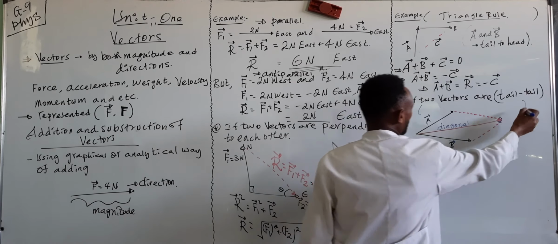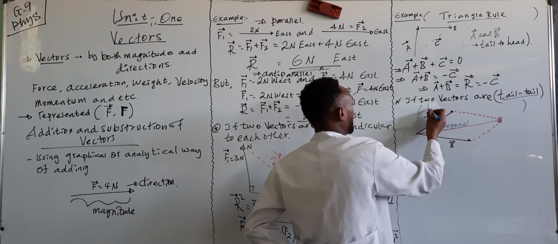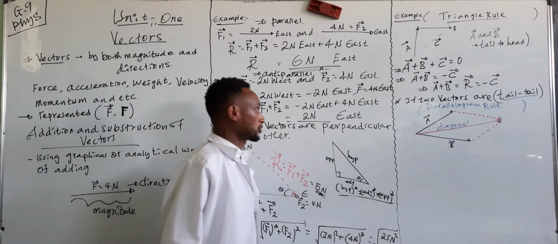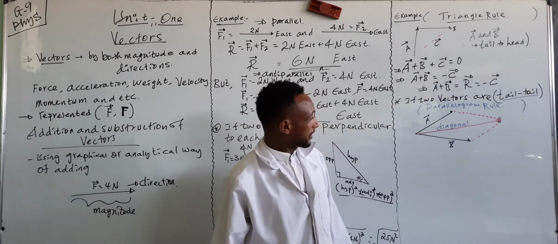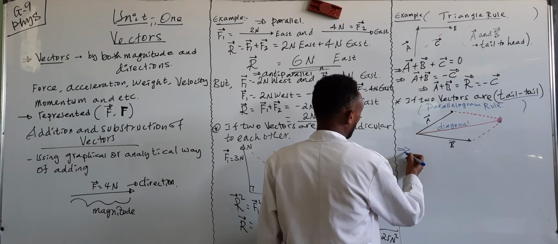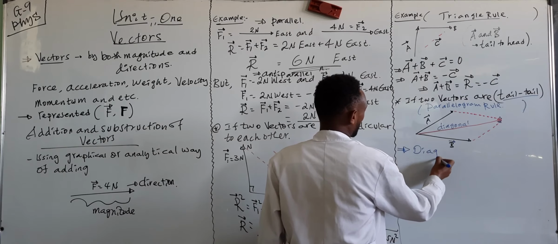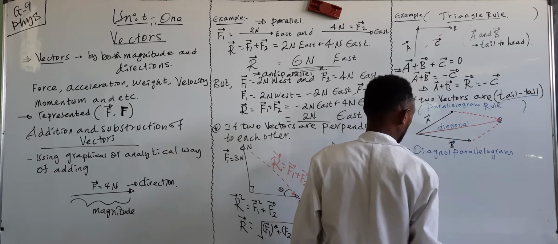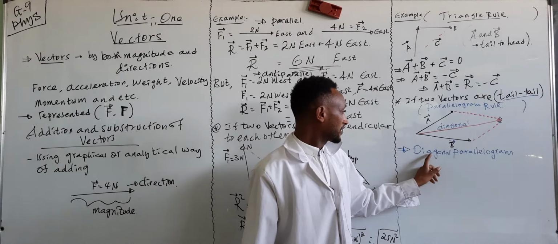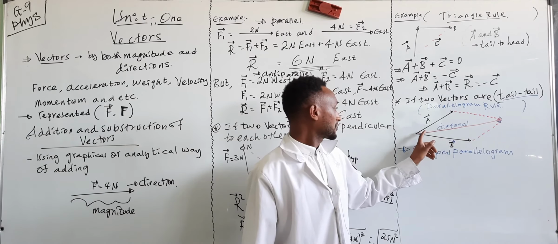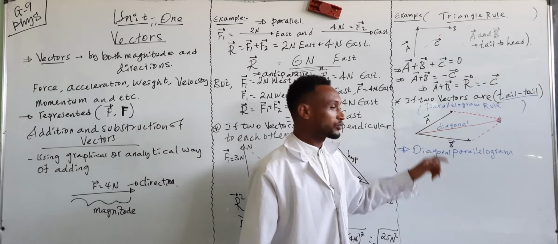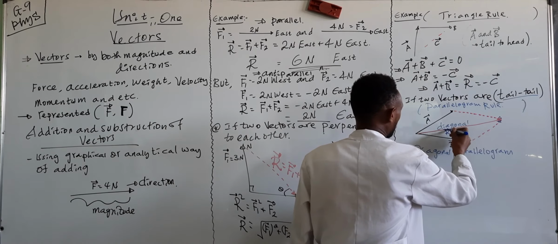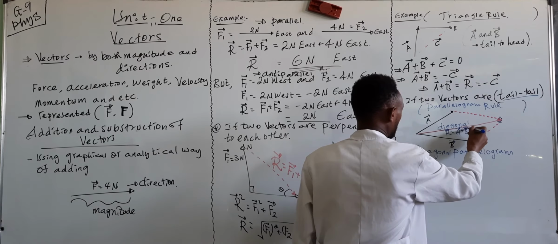This is the diagonal of the parallelogram. If two vectors are combined tail to tail, you can add them by using the parallelogram rule. The parallelogram rule is used to add two vectors combined together tail to tail. So you know how to find the diagonal of a parallelogram. Using that, find the resultant of two vectors A and B. That means the diagonal of this parallelogram is the resultant vector, which is equal to vector A plus vector B.